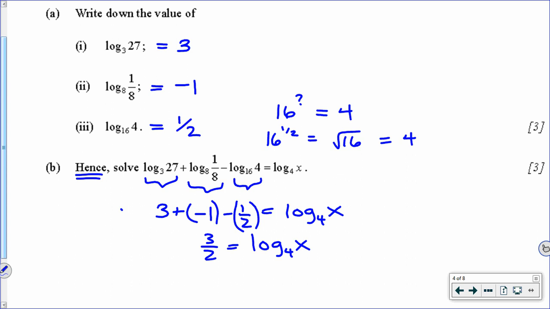And now I'm trying to think, all right, the basis for the exponent is 3/2, and I need to find the argument. You can actually write that in exponential form if it helps you to see it. So 4 to the 3/2 power equals x. The log disappears when you write it in this form.